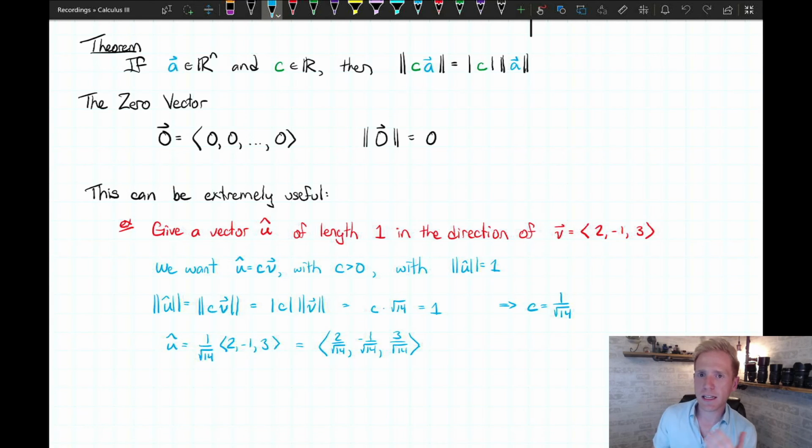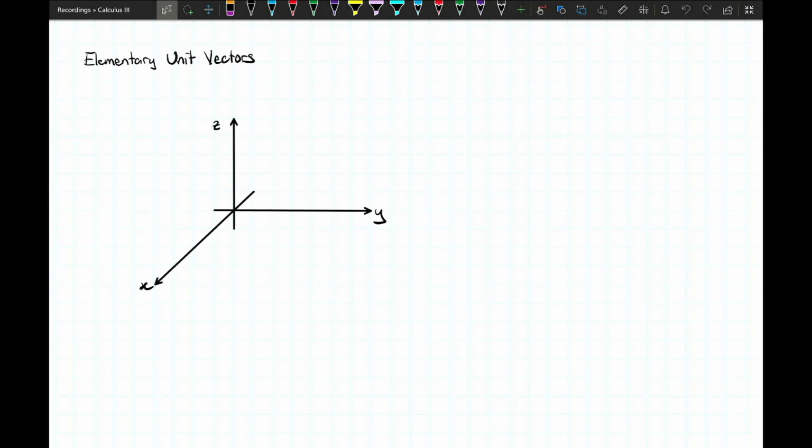Now, last but not least, now that we've got the idea of unit vectors, as well as this idea of component-wise addition, what we can actually do is come up with some sort of standard unit vectors and show that you can create any vector you like in n-dimensional space by simply adding up each of these special unit vectors. We call them elementary unit vectors. It's probably best to visualize these elementary unit vectors in 3-dimensional space first.